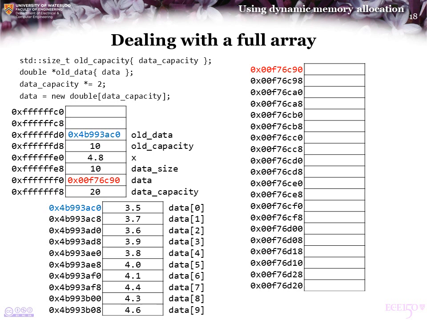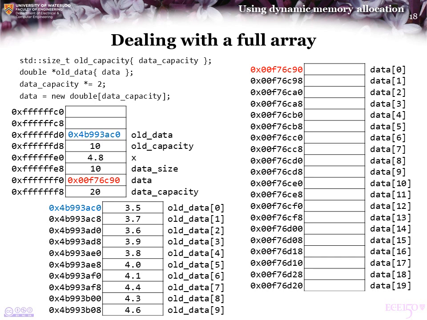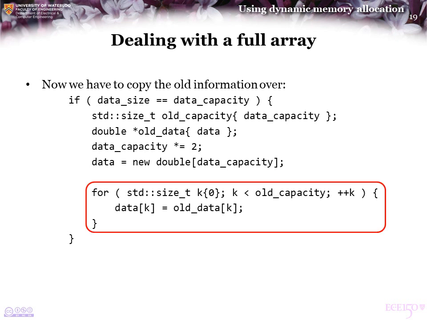So that is what is assigned to data. All right, at this point now, if we use data as an array, we are now accessing the new array of capacity 20. Whereas if we want to access the original array, we would access it through the local variable old data. Okay, now we have to copy the old information over. We have stored the information about the old array, we've allocated memory for a new array.